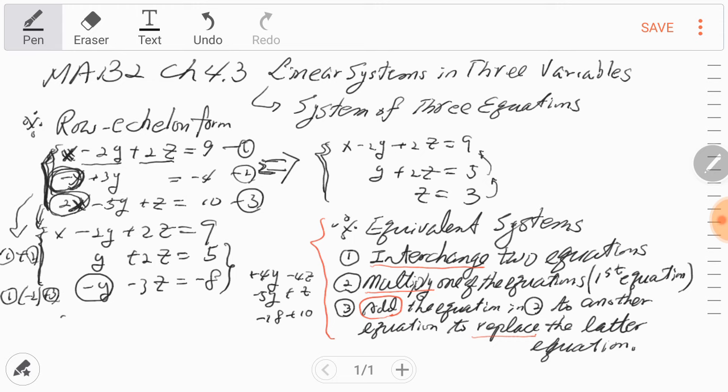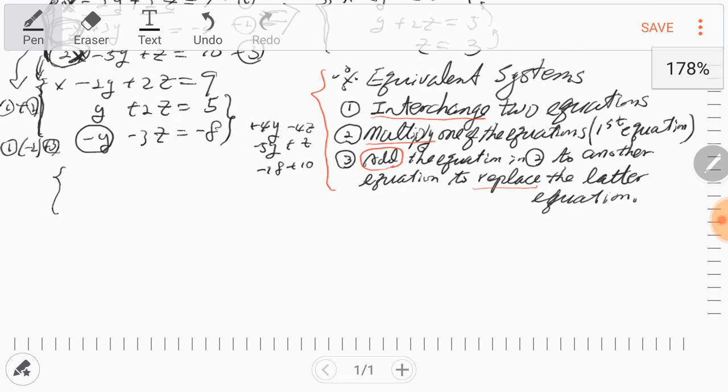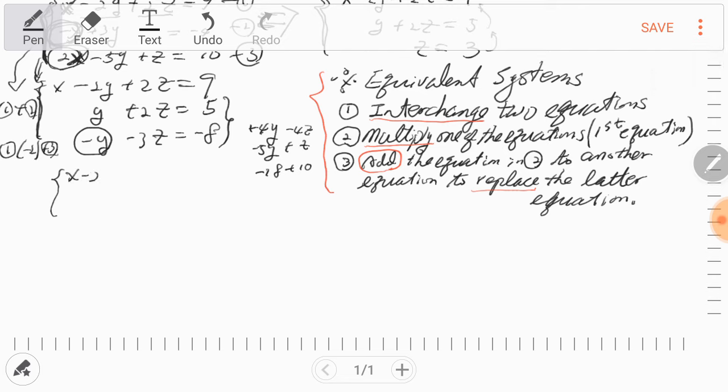Let's write the third system of equations. The first one, we don't have to change anything. We will use the second equation and third equation to eliminate the y term from the third equation. The second equation stays the same. What we can do is add the second equation to the third equation. Then y minus y is 0, leave it blank. Negative 2z plus z is negative z equals negative 3.